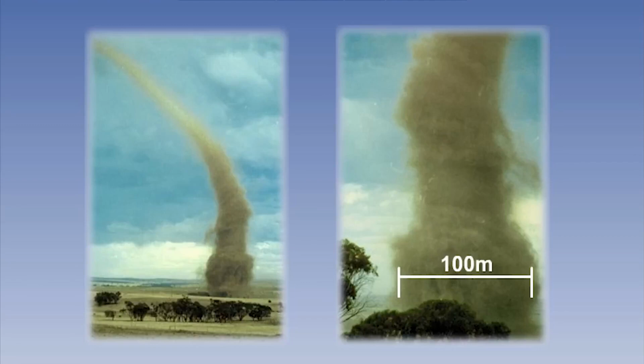Tornadoes only last for several minutes to a few hours, much less than other types of depression we have looked at. They are too small to be represented on weather charts, but their effects can be devastating. Winds of over 200 knots have been estimated at their centre.